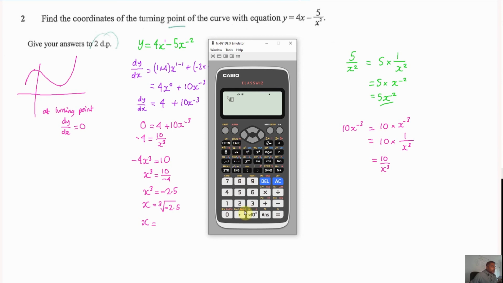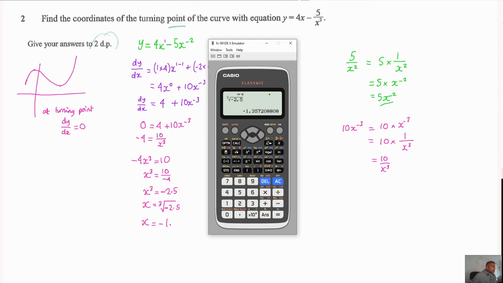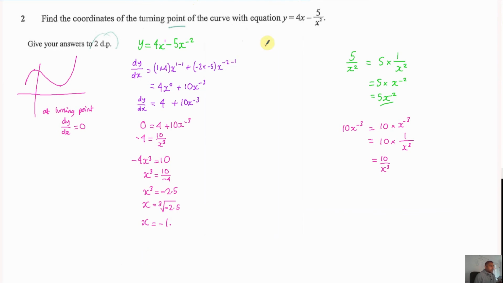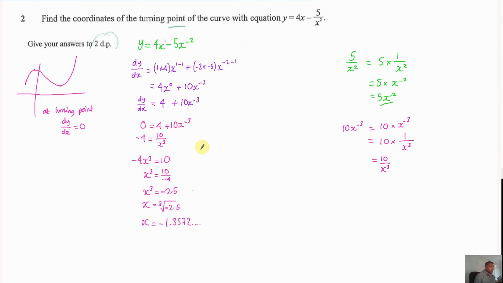So let's find the cube root of minus 2.5, and that gives us minus 1.357... You don't want to round up at this point. It just loses accuracy. So I'm going to keep that as minus 1.3572... Now, the reason why I say don't round it yet is that we haven't finished the question. We're going to substitute this in to find what our y coordinate is. So let's do that next.